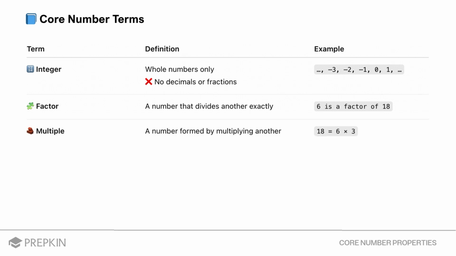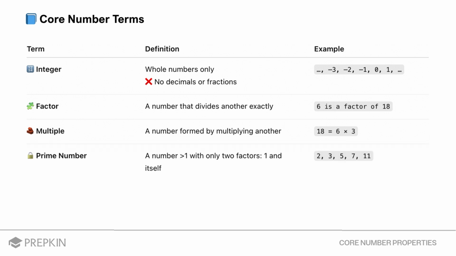Now, multiples. A multiple is what you get when you multiply a number by something else. For instance, 18 is a multiple of both 6 and 3. While most GRE questions deal with integer multiples, even decimals and fractions can be multiples, like how 1 is a multiple of 0.5 times 2.